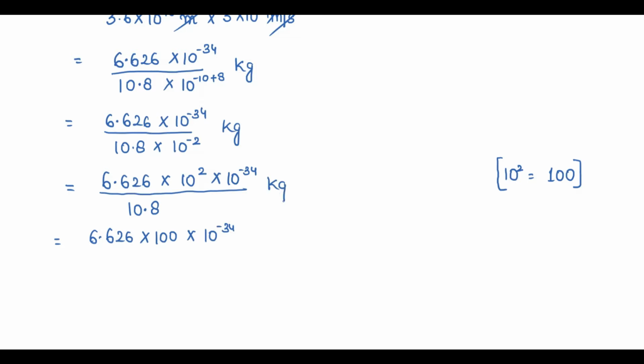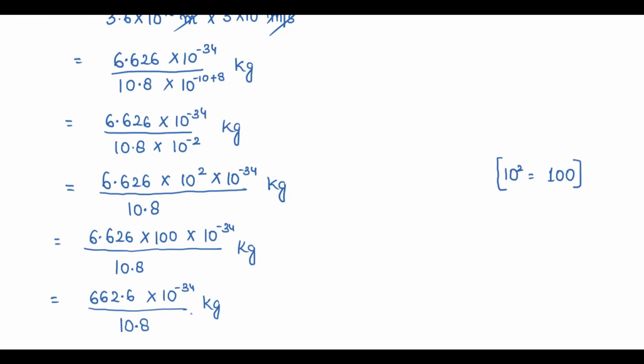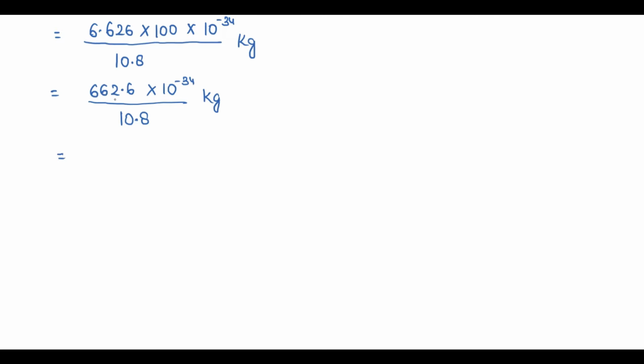We are having kg as unit, right? Divided by 10.8. So 6.626 into 100, it will be 662.6 into 10 raised to power minus 34 divided by 10.8, again kg I am taking as unit. So when you will divide 662.6 with 10.8, your answer will be 61.35 into 10 raised to power minus 34 kg, right?